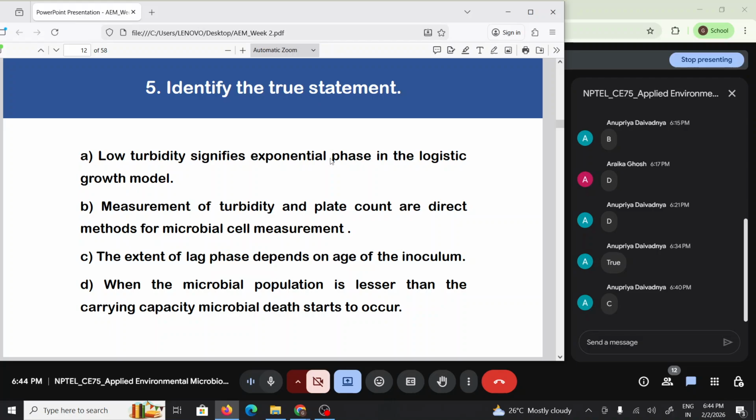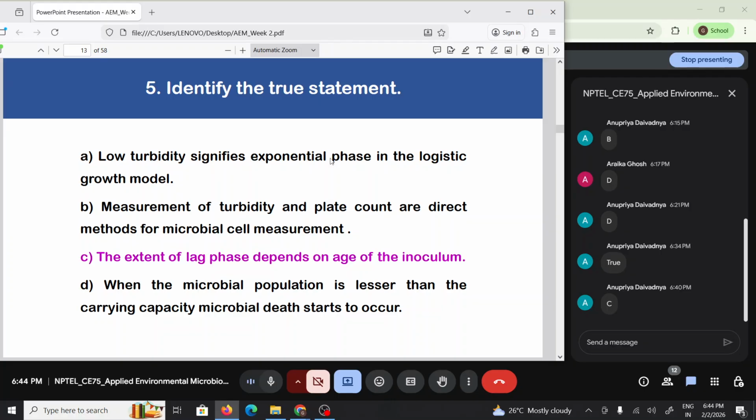Coming to the next statement, which says measurement of turbidity and plate count are direct methods for microbial cell measurement. No, turbidity is an indirect measure. The plate count process is a direct method, whereas turbidity is not a direct measure of microbial cell growth. It's an indirect method. And the third statement is that the extent of lag phase depends on the age of the inoculum. This statement is the true statement that is given here.